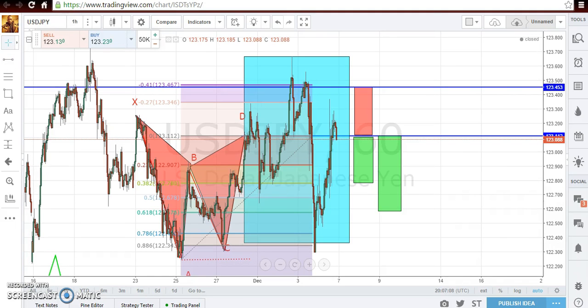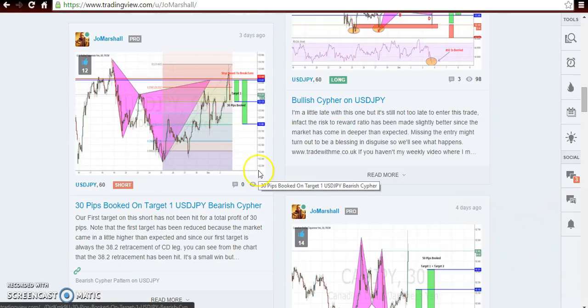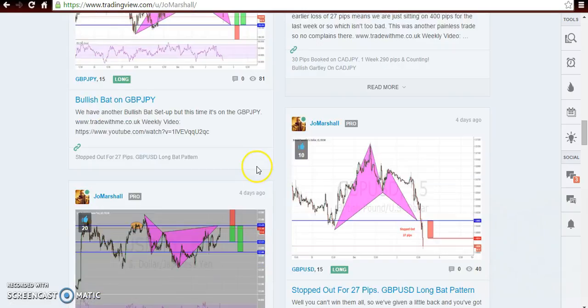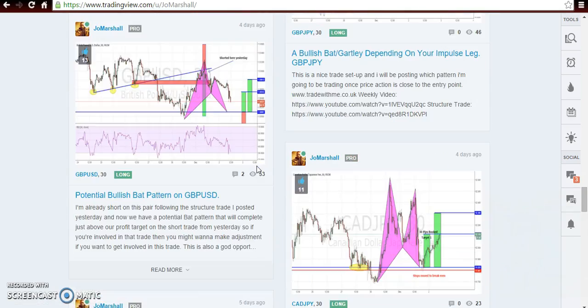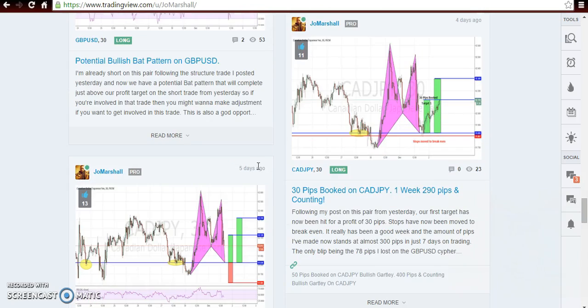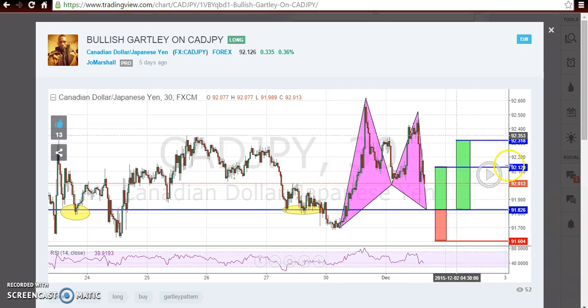So I'm going to go over to my TradingView page and show you guys a few trades that I've placed using the Gartley pattern and how they ended up working out. There we are. This one is a bullish Gartley pattern trade that I've placed on the Canadian dollar against the Japanese yen. So as you can see, this is what you should be able to do. I spotted this Gartley pattern before it actually completed. So this is how you trade this pattern.